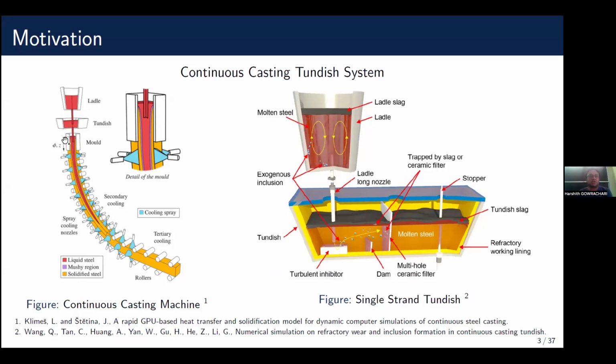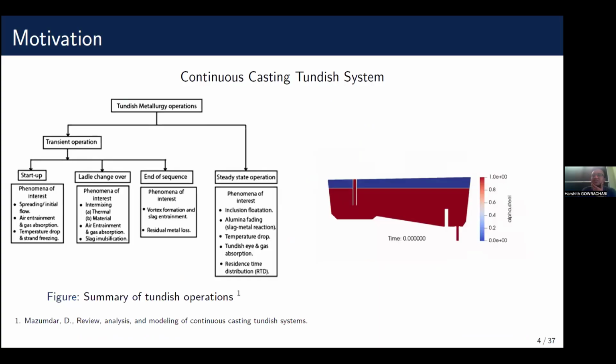In this, I particularly model the Tundish, which is an intermediate tank between the mold and ladle, and which is basically a multi-phase phenomenon with heat transfer and buoyancy effects, and also turbulent. This Tundish goes through 4 phases: 3 transient phases and 1 steady operation. It goes through transient operation when they are changing the ladle during the startup, and also at the end of the sequence when the tank is emptying.